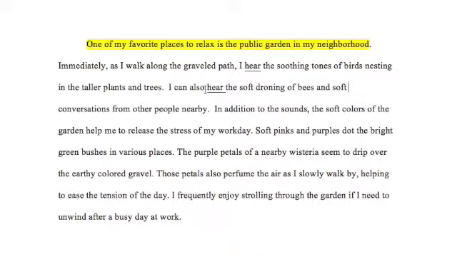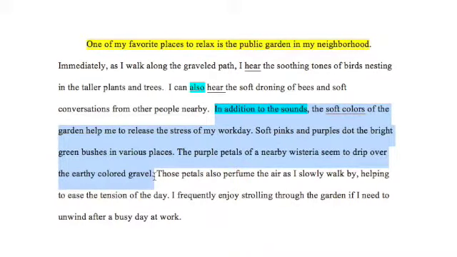Notice too some of the transitions that are helping this particular writer move smoothly from one sensory detail to the next. Here we have "in addition to the sounds," so that lets us know that we're done talking about the sounds of the garden and we're moving on to the visuals. So now we have soft colors, which is something that you have to be able to see. Soft pinks and purples dot the bright green bushes in various places. This section all has to do with the visuals of the garden, the things that the person sees, so the colors.